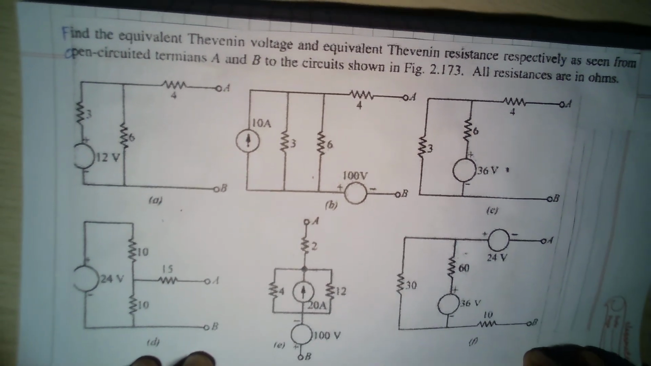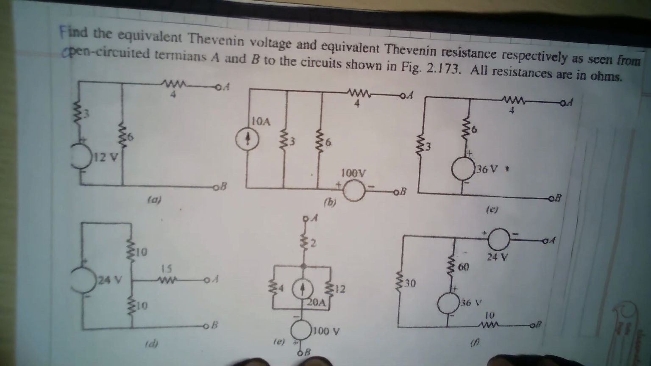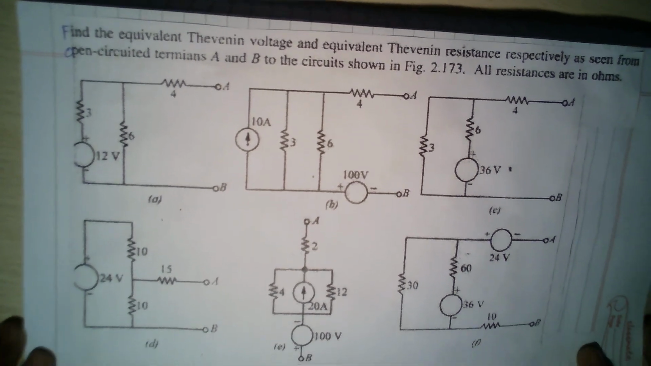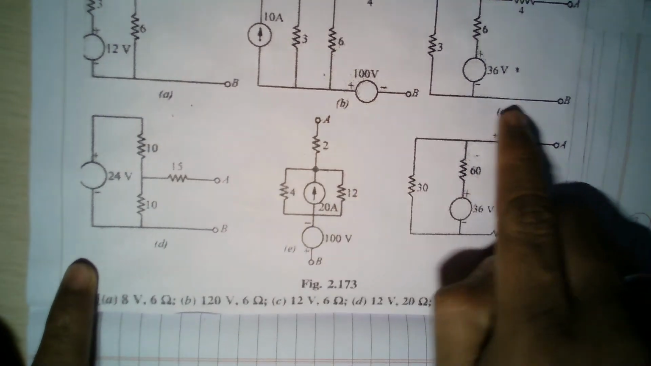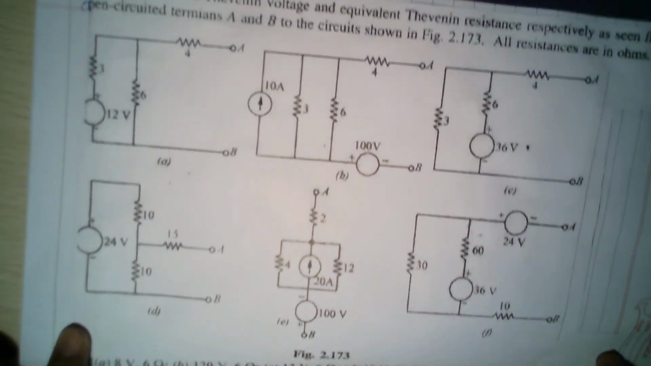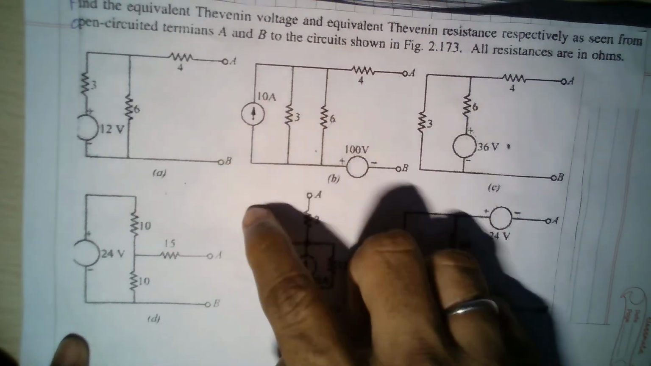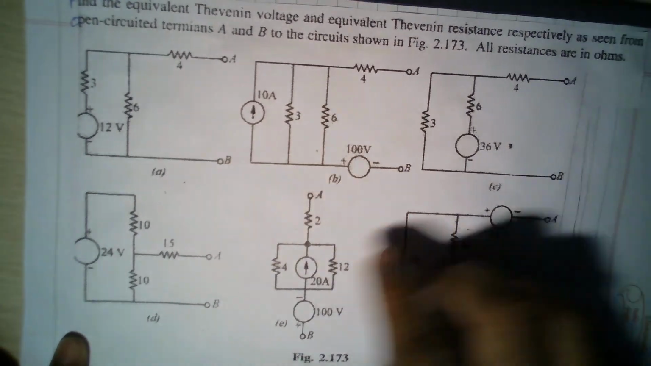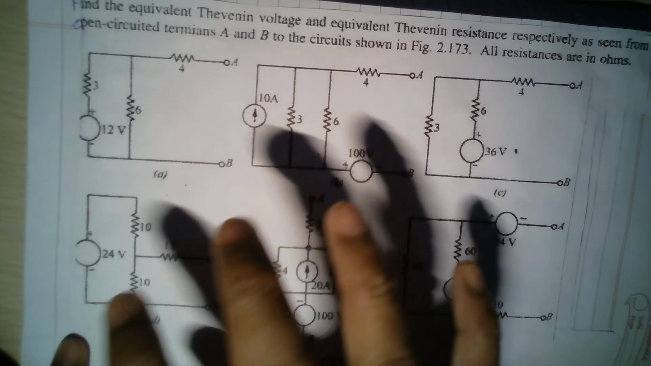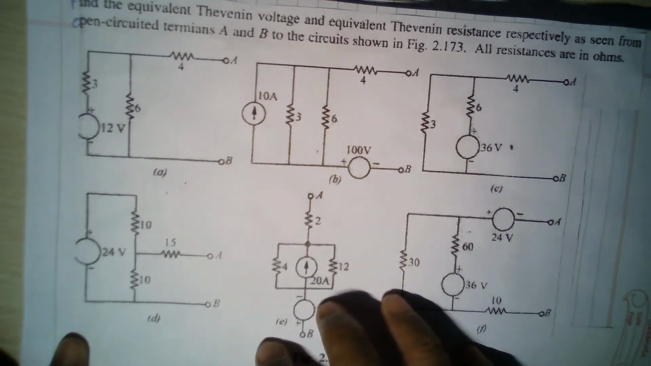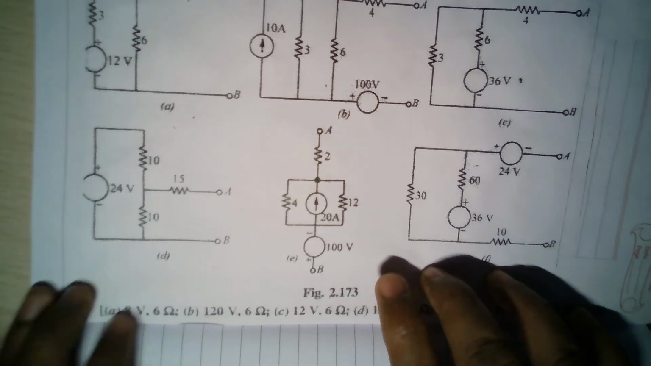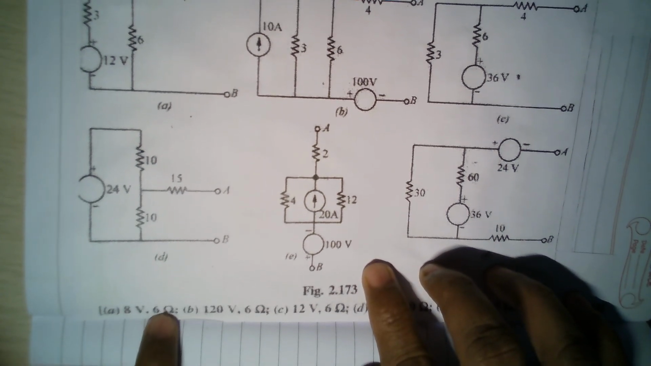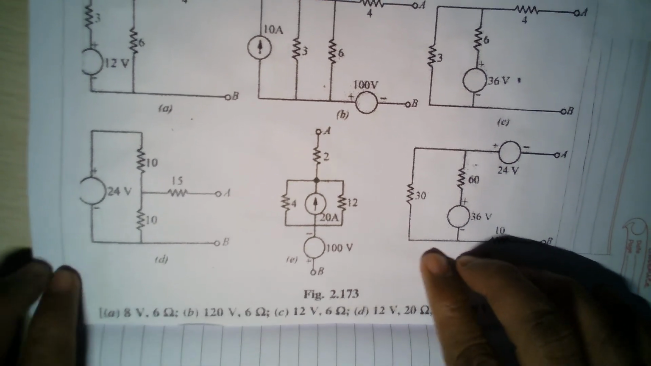In fact, you can solve this problem without using pen and paper, just by observation, and the solutions are also available here. If you see A, B, C, D, E, F, 6 problems are there. In all the problems A, B terminals are given. The objective is to find the Thevenin's equivalent circuit for all these 6, and the Thevenin's equivalent circuit will have VTH and RTH. Here the answers are given.